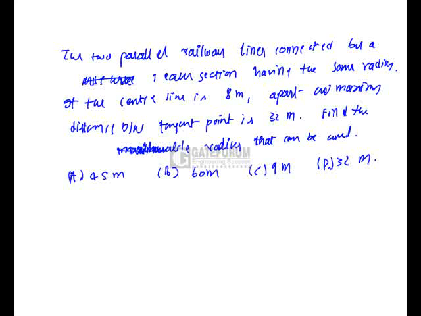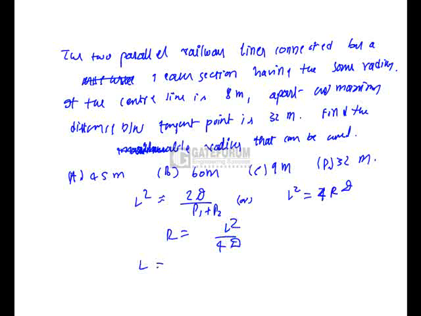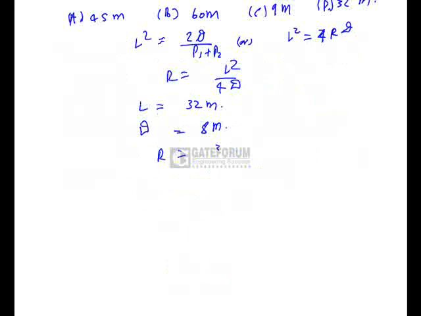So for a reverse curve, we know that L square is equal to 2 zeta divided by P1 plus P2, or L square is equal to 4 R zeta. So R is equal to L square by 4 zeta. So L is given as 32 meters, the distance between the tangent points is 32 meters, and zeta is equal to 8 meters, the center lines apart is 8 meters, is given. So by substituting these values, 32 into 32 divided by 4 into 8, that is 32 meters. So option D is correct.